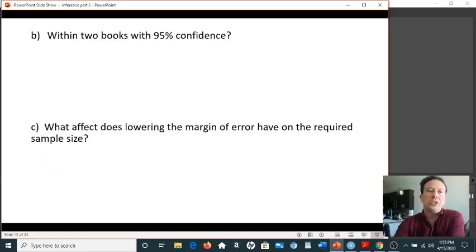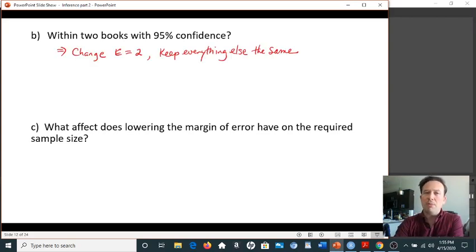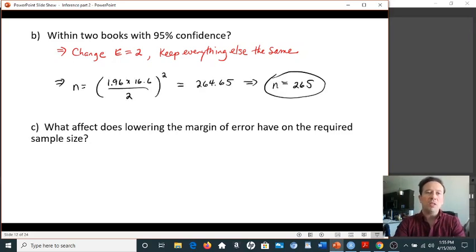Now, what if we change it slightly to where we want the margin of error to be within 2 books, but still maintain 95% confidence? So what you're going to do is change E from 4 to 2 and just keep everything else the same, because we're still using 95% confidence. So just by changing the error there, which is your denominator, change that 4 to a 2, recalculate, and it gives you this number, which means we need 265 people for this particular study.